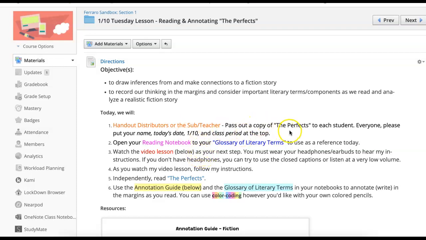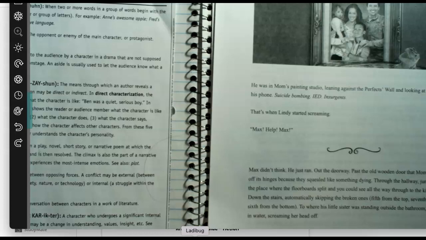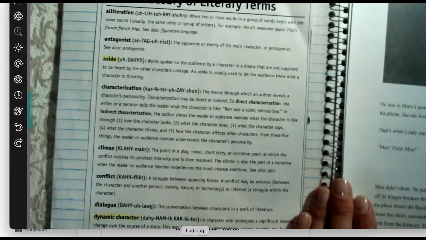So you should have a copy of the story in front of you. You should have your reading notebook open to your glossary of literary terms. And you should also have out a pencil and a highlighter. And if you have any colored pencils that you wanted to use, that would be fine.